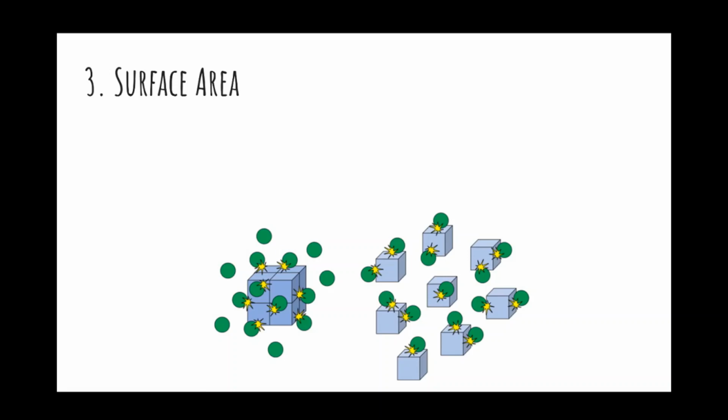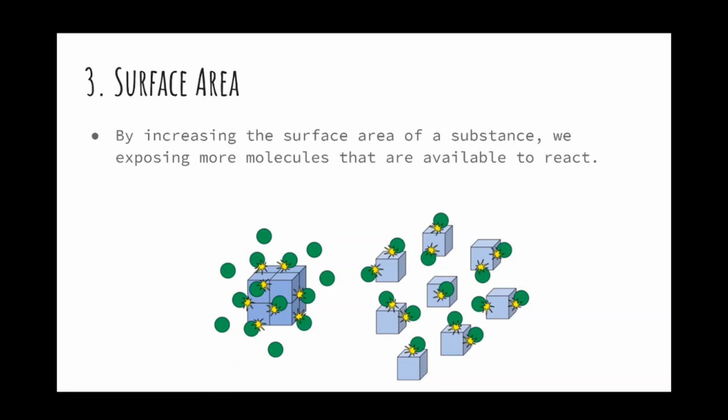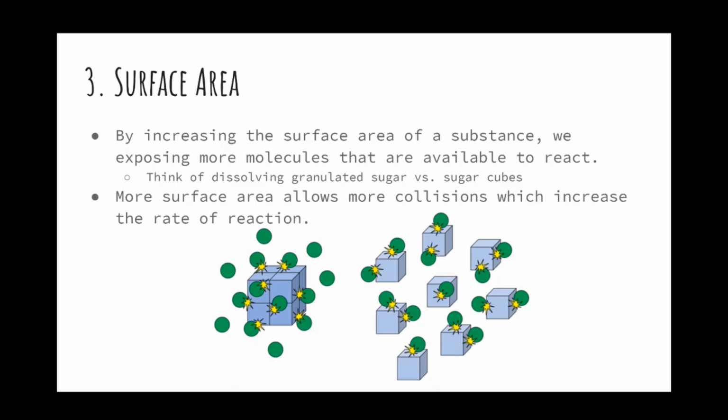Surface area. By increasing the surface area of a substance, we expose more molecules that are available to react. I think of this idea like dissolving granulated sugar versus sugar cubes. As we see in the picture down here, increasing our surface area allows more reactants to collide, and it opens up the reactant so that molecules that maybe were inside or towards the middle are now exposed and able to collide. So we are increasing the number of collisions that could happen.